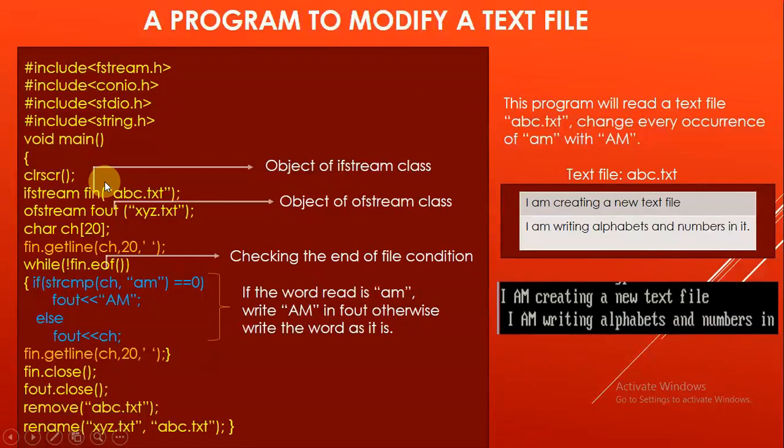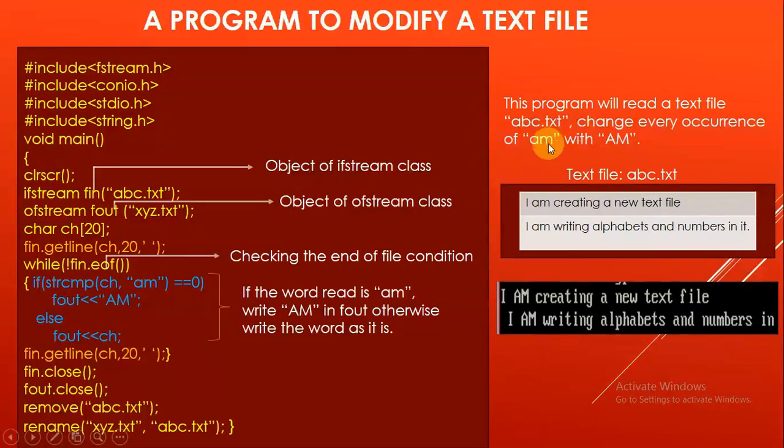So let us understand the program. I will first open my file from which I have to read, attaching it to an object of the ifstream class. You can see here ifstream fin abc.txt. This is the file from which I have to read. Now I am creating a new file in which I have to write. As I have to write, I will create an object of the ofstream class, and suppose I give it the name xyz.txt. So the new file will exist by this name on the hard disk.